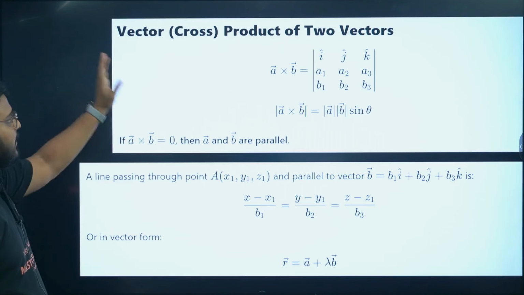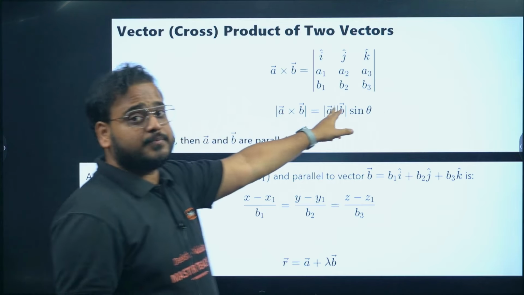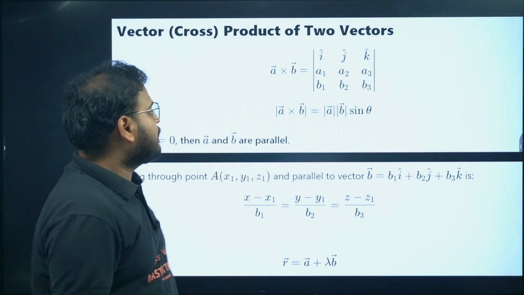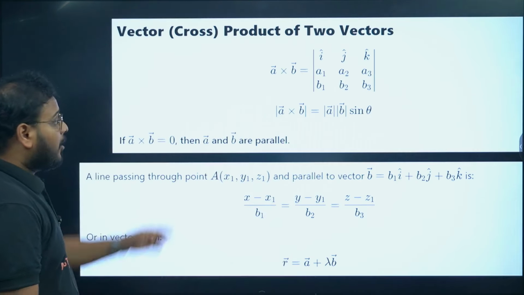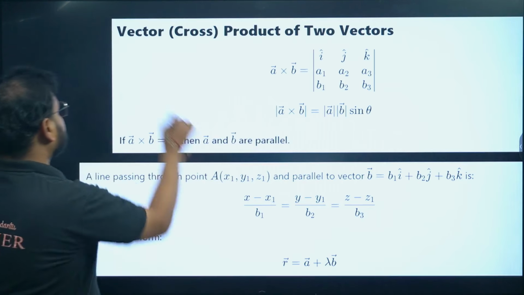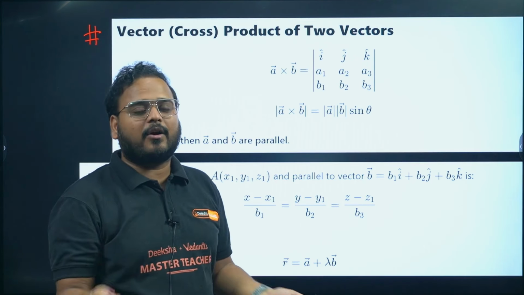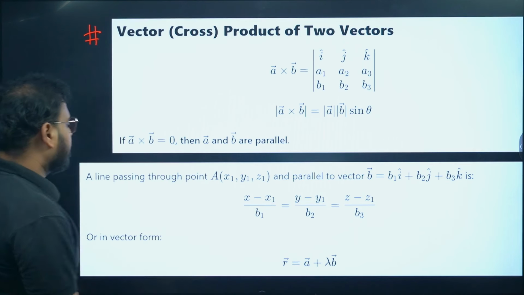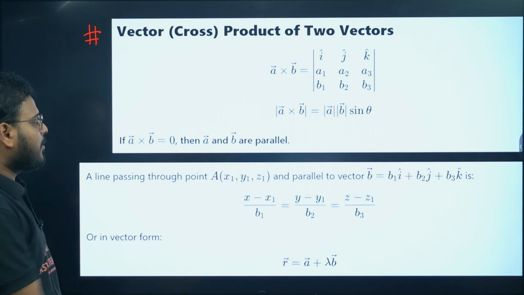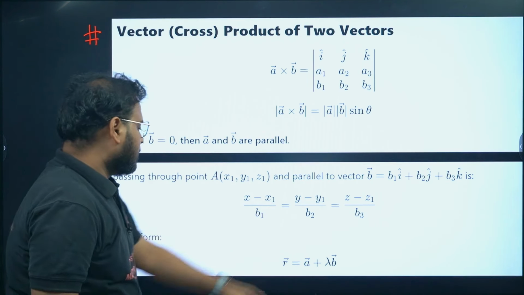Vector product is used in the distance formula also, the distance between the two vectors. So it is very important, use it over there, and it is also used in 3D. It is a little bit complicated, but I think that is the only trickier side of vectors. Otherwise, everything is easy. Here you have a line passing through a point and parallel to a vector.